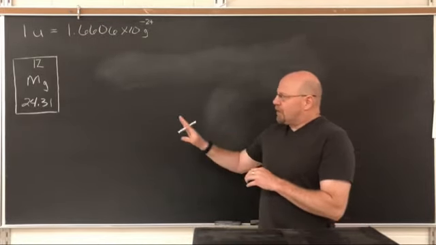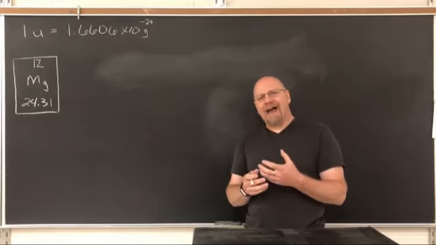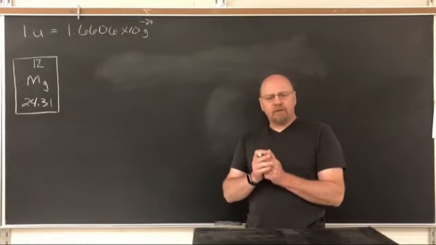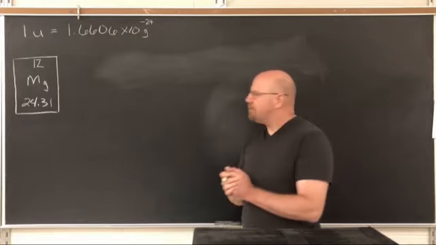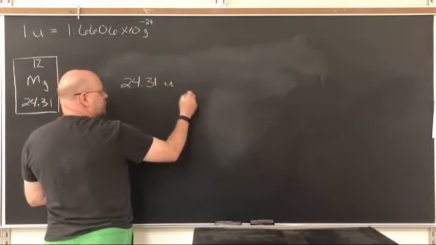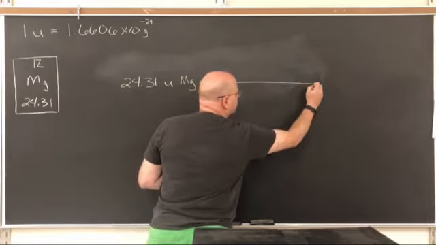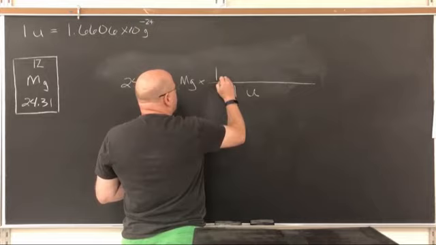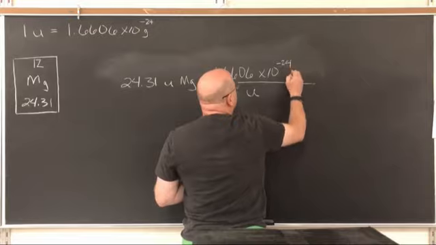So on the periodic table, if we look up magnesium, magnesium has a mass of 24.31. As we know now, that represents an average mass for all the different isotopes of magnesium. So the first step we're going to do in looking at these relationships is we're going to convert that mass into grams. So if I have 24.31 atomic mass units for magnesium, if I want to convert that into grams, I have my conversion here. 1 atomic mass unit is going to equal 1.6606 times 10 to the negative 24th grams.